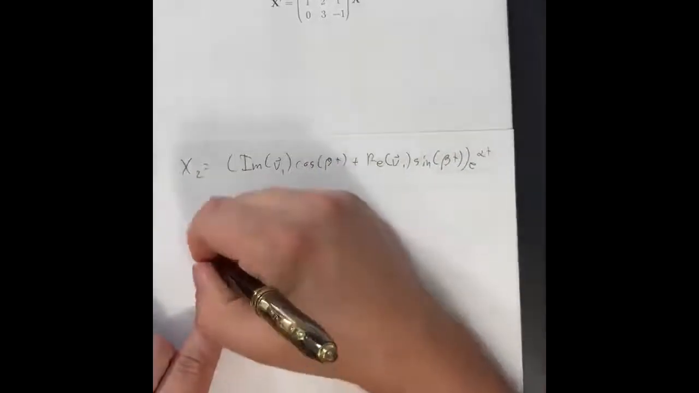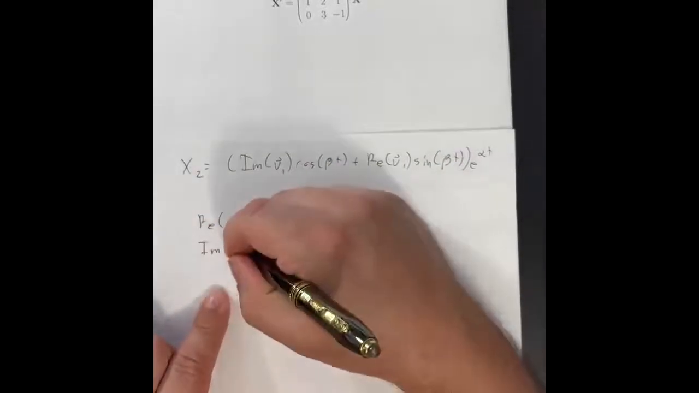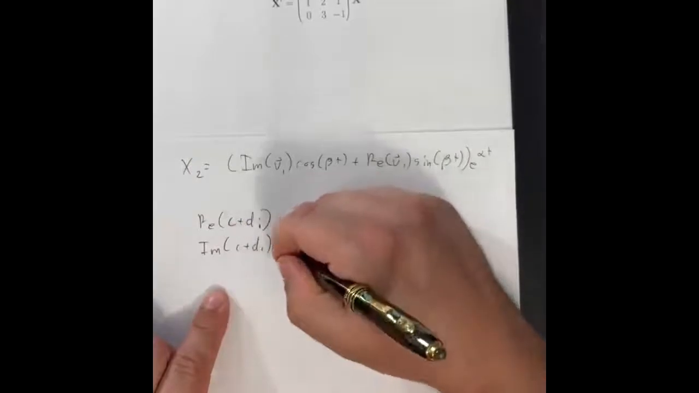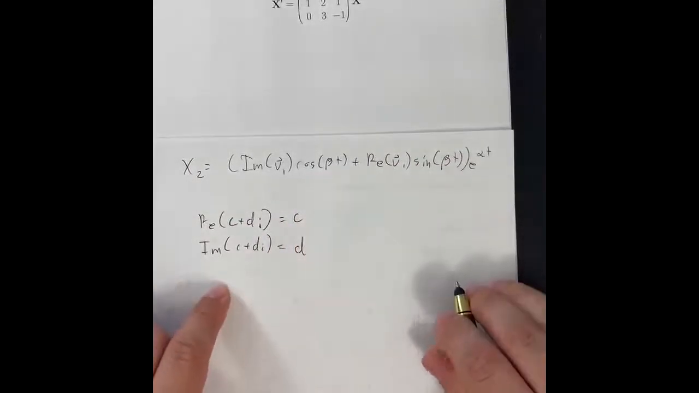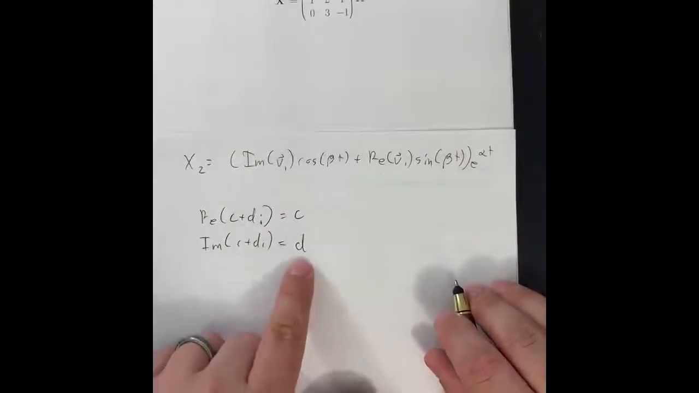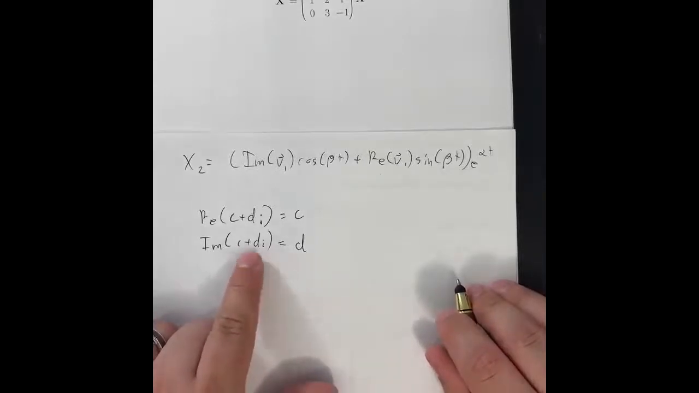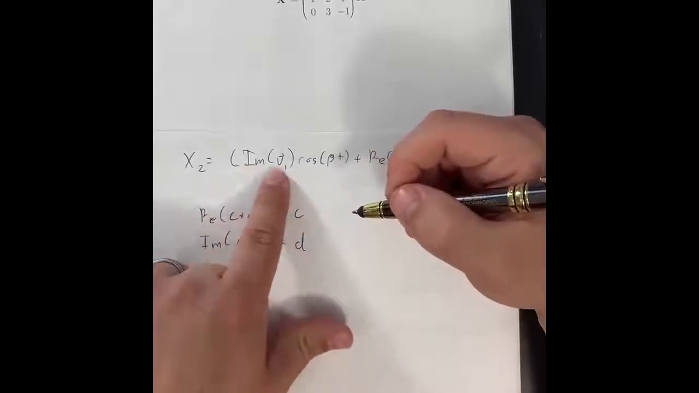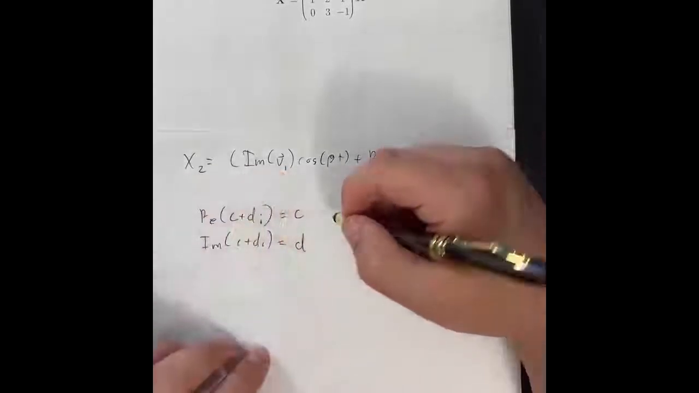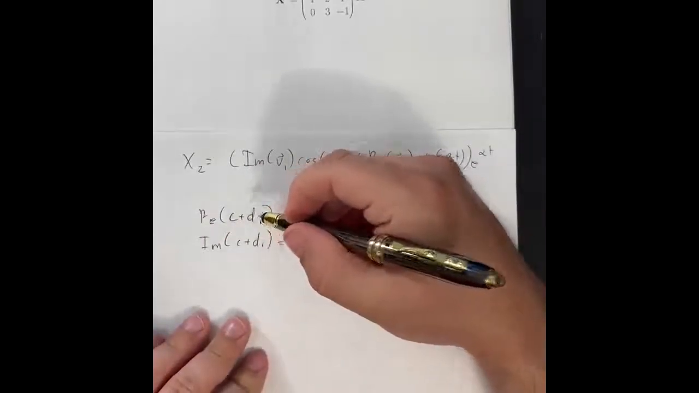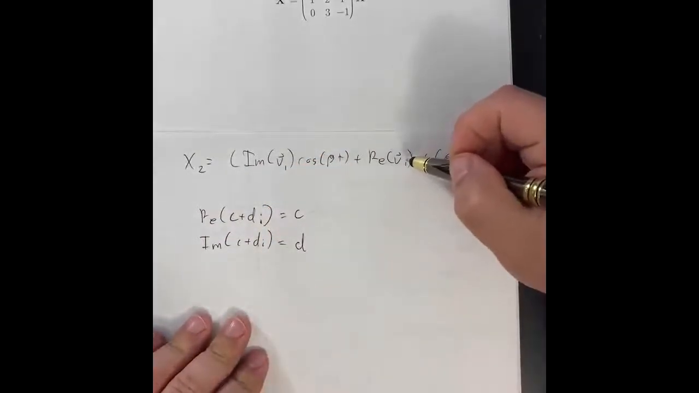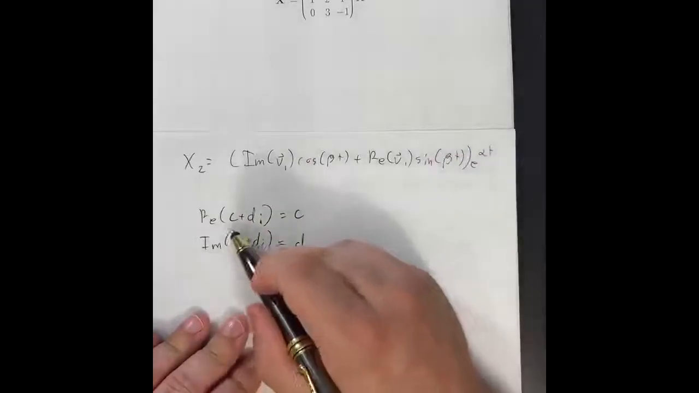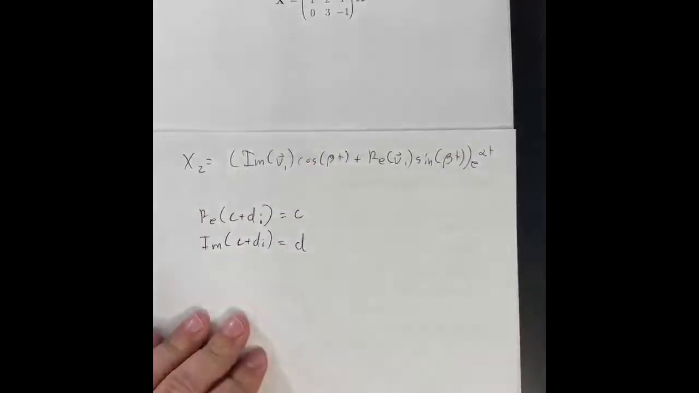Okay. What if we want to take the imaginary part? The imaginary part of c plus d times I is the number d. Again, the imaginary part is a real number. It's just the real number constant in front of the I term. So the imaginary part of V1 gives you a real number. It just gives you whatever is in front of the I. The real part of a complex number just gives you the real constant.